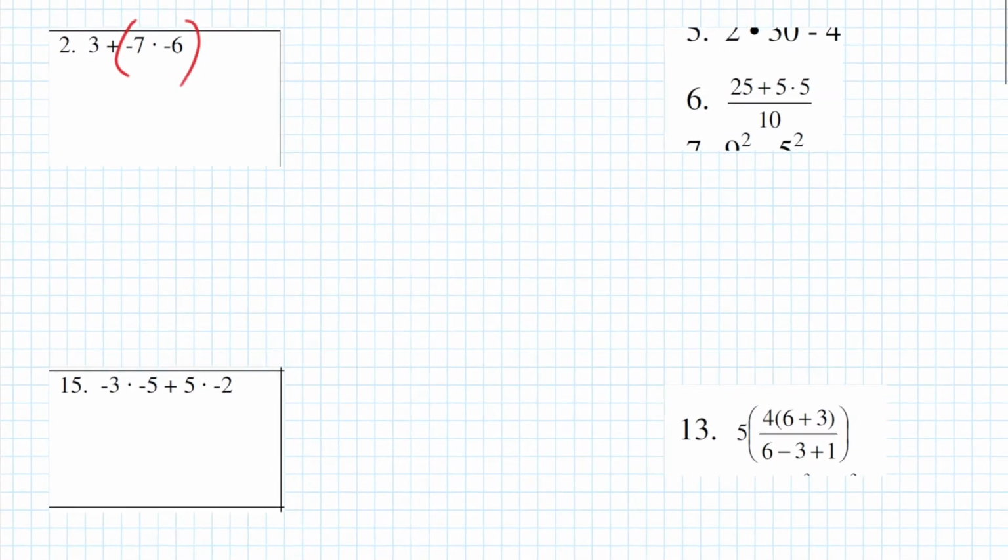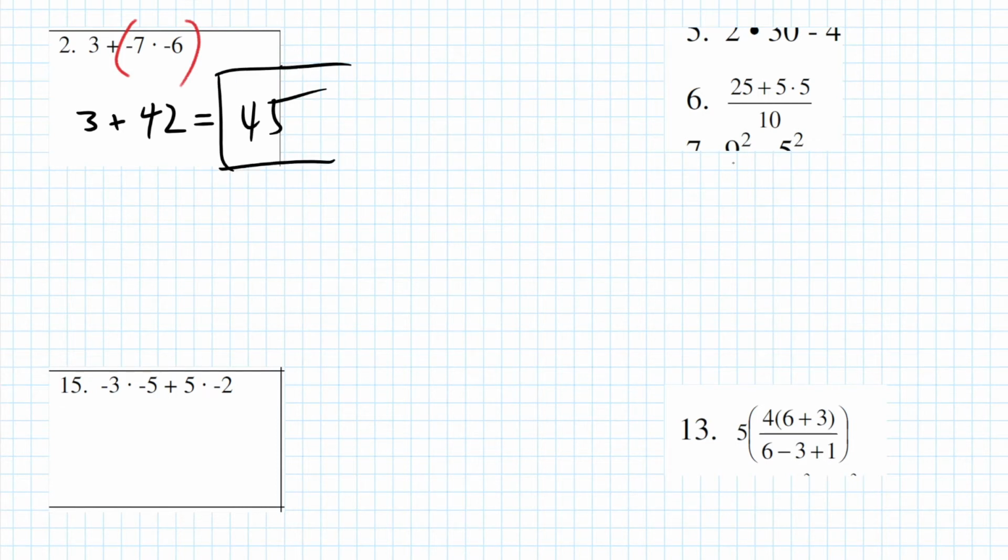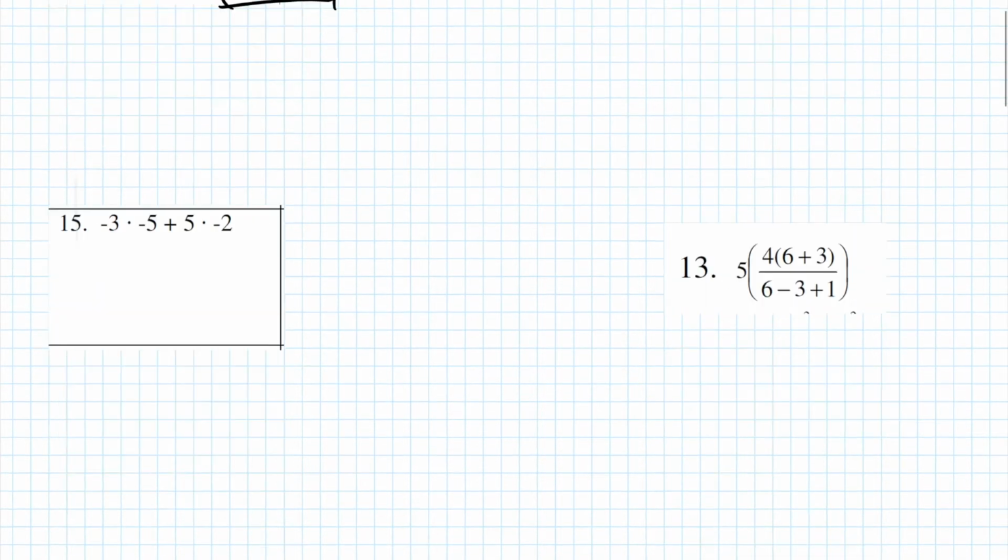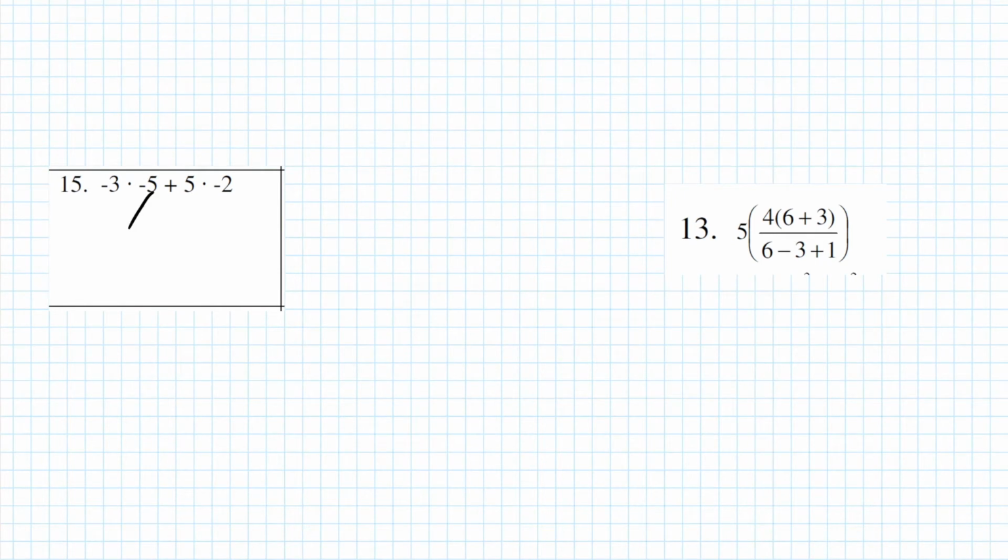And inside those parentheses, we have two negatives. So when you multiply two negatives, you're going to get a positive. So I get positive 42, and then I'm going to do the addition last. So 3 plus 42 equals 45. In the next problem, oh, and I put a box around the answer because that's what I like to do at the end of my problems.